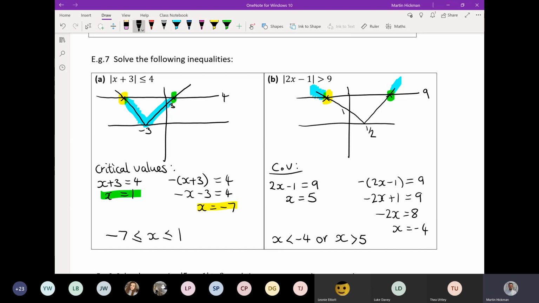Okay, you can check that with just some simple numbers, can't you? Put in a value that's bigger than 5, let's say 10. 2 times 10 minus 1, well, that's definitely greater than 9, isn't it? Put in something like x as -10, or 2 times -10 minus 1 is -21. The modulus of -21, though, is greater than 9, so that works as well. Or you could put in something that you know shouldn't work, such as 0. When you put in 0, you get the modulus of -1, which is 1. 1 is not greater than 9, so 1 doesn't work.